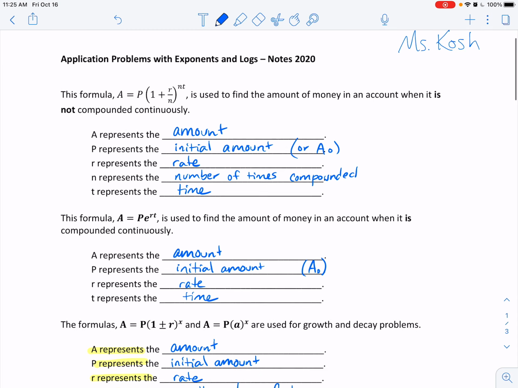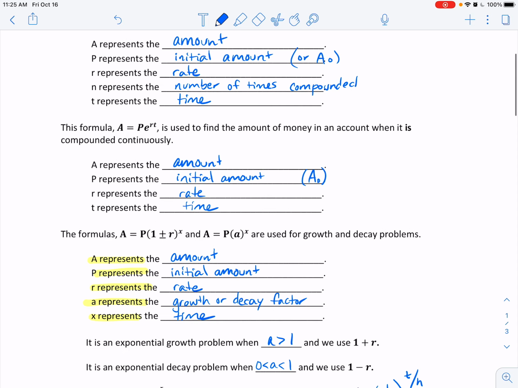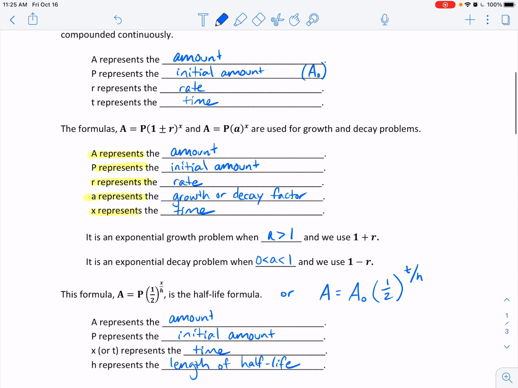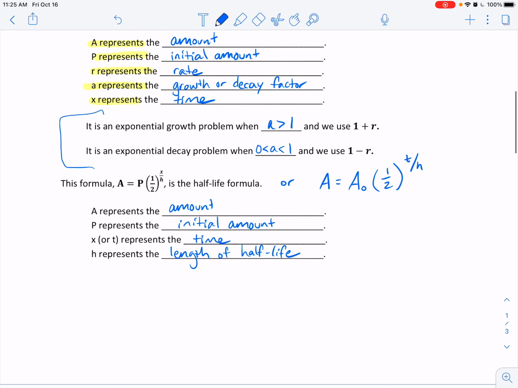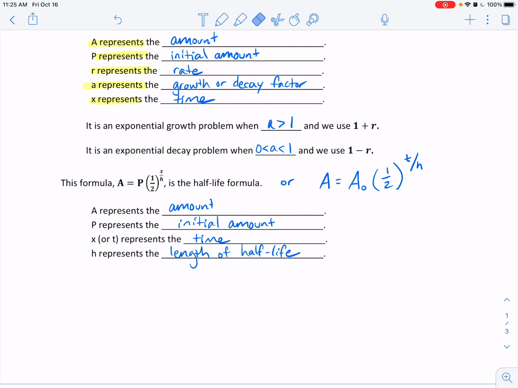I think I talked through the interest rate formulas a little bit. I didn't give you details here highlighted in yellow. I think I jumped down to this part and talked about what makes it an exponential growth or decay. But if you want to fill that in, it's the amount, the initial amount, the rate, the growth or decay factor, and then the time. Sometimes we use a t, sometimes we use an x. So that's what's happening there.